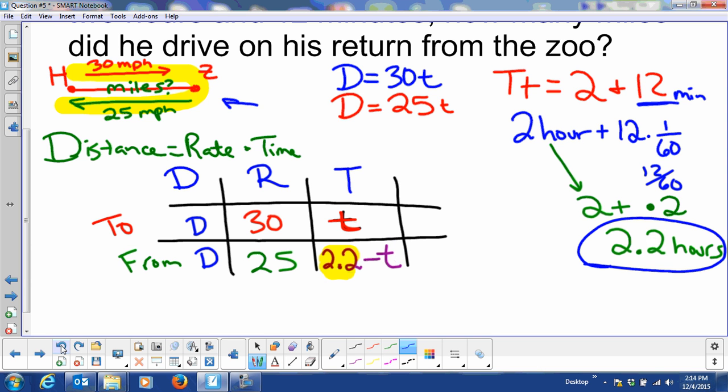So why did I do it in the box like this? Well, by putting it in the box like this and thinking, I now have rewritten my two equations in a different way. The to equation becomes the same, 30 times t, but the from equation now becomes 25 times (2.2 minus t).